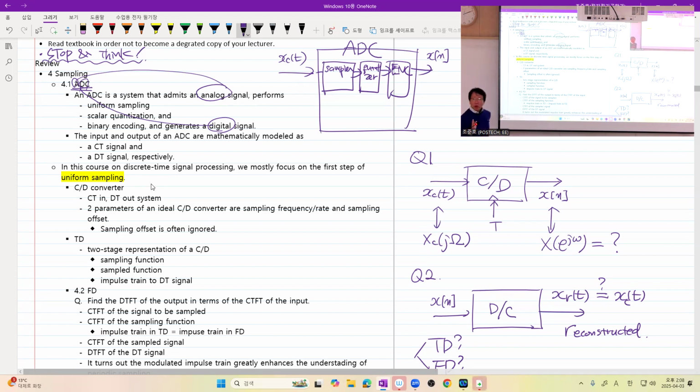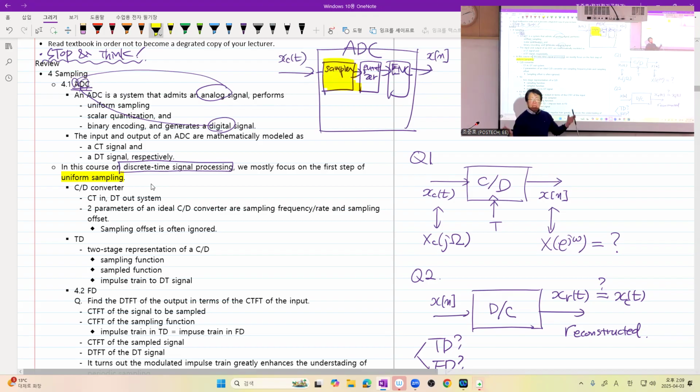And as I repeatedly told you, and some of you are now sick of it, but for the most complete mathematical modeling of ADC, these three blocks need to be fully understood. The problem of this course, discrete time signal processing, even though our title says digital signal processing, actually our textbook is entitled discrete time signal processing. We mostly focus on this part only. But I'm not saying that these are not important. These are also very important.